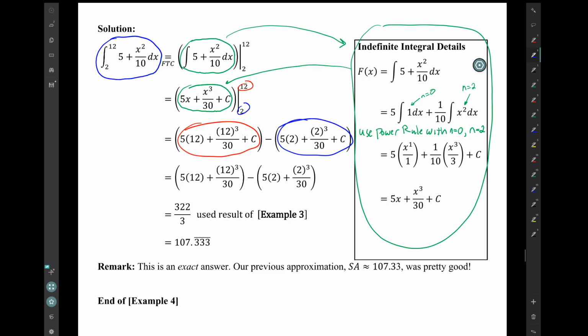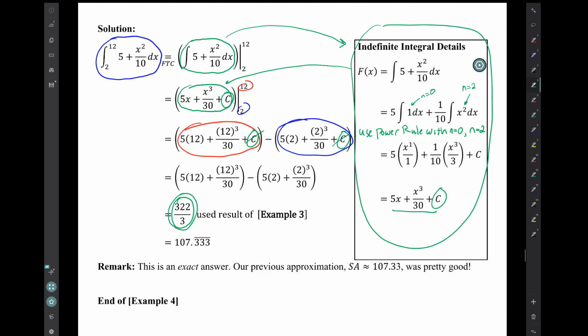Notice that when we subtract, the plus c's cancel, and we end up with this result. That's a number. Notice again that the result of the indefinite integral is a function form. There's a constant of integration, a plus c. There's a plus c here, there's a plus c here, there's a plus c here. Those plus c's cancel, and you end up with a result that does not have a constant of integration. It's just a number.